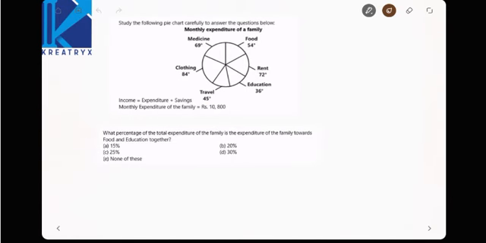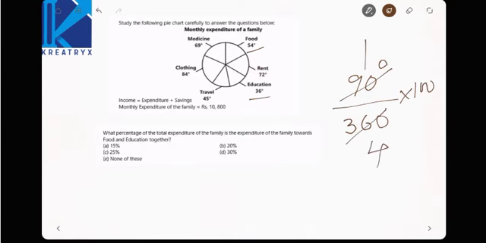Next one. What percentage of total expenditure is on food and education together? Food is 54 degrees and education is 36 degrees. So 54 plus 36 is 90 degrees. Out of the total expenditure, 360, so 90 by 360 into 100 is 1 by 4. We have seen in averages and percentages that 1/4 is 25 percent.